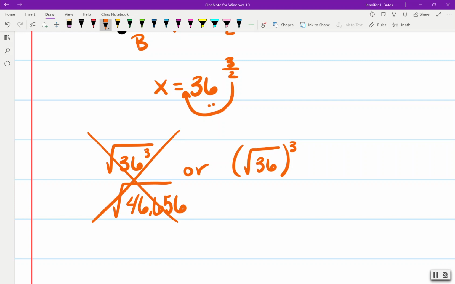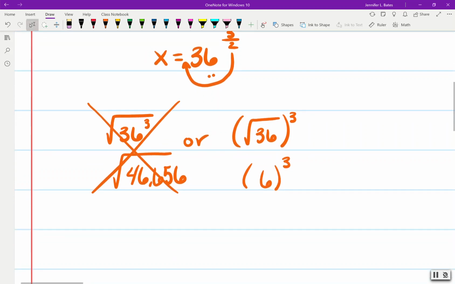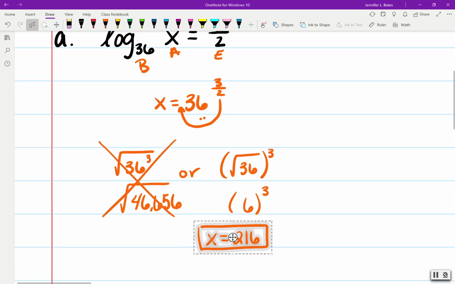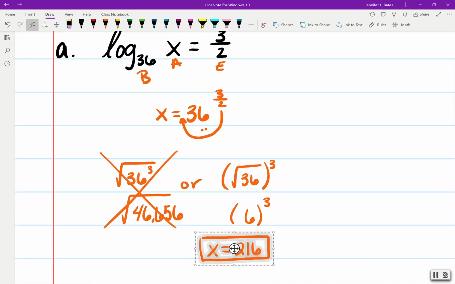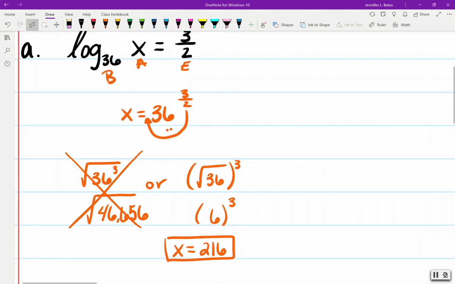Instead, we want to take the square root of 36 and then cube it. So we know that the square root of 36 is 6. When we cube it, 6 times 6 times 6 is 216. So the neat thing about this problem is we went from logarithmic form to exponential form to radical form. So we looked at 3 different forms to solve this problem. So let's go ahead, we'll try another one.